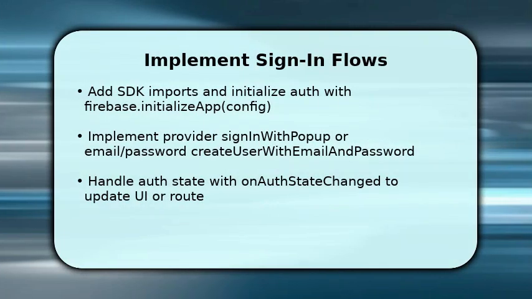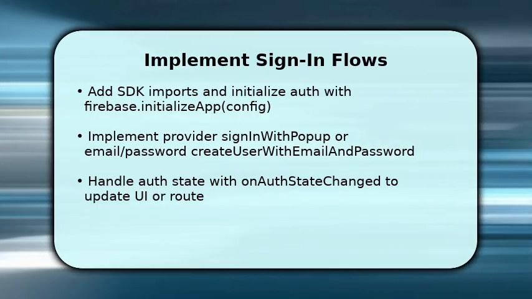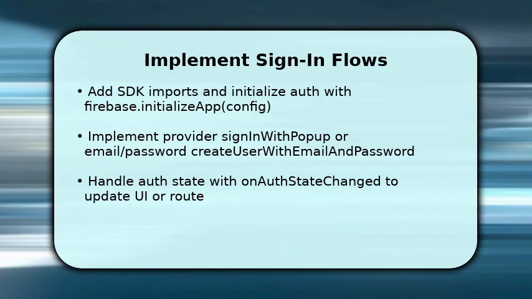Now implement the actual sign-in flows. Import and initialize auth in your app using the config you saved. Use provider methods, sign in with pop-up for Google, or create user with email and password for email sign-up so users can authenticate. Once a user signs in, an auth state changed gives you the current user object. Use it to show protected UI or redirect.